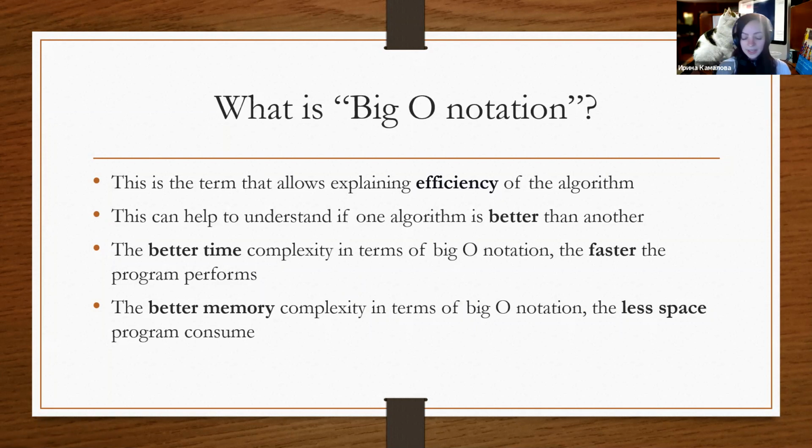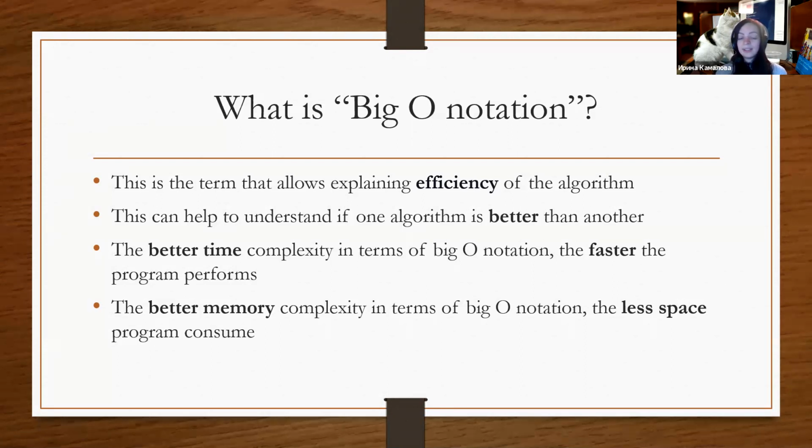So when you're writing your algorithm, it can have different time complexity and space complexity. By time complexity, I mean how long your algorithm takes to execute. By space complexity, I mean how much memory from the machine your algorithm will take.